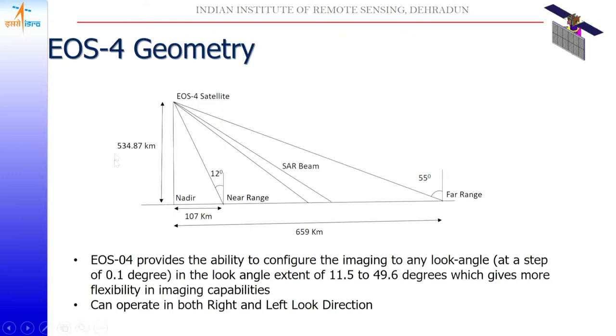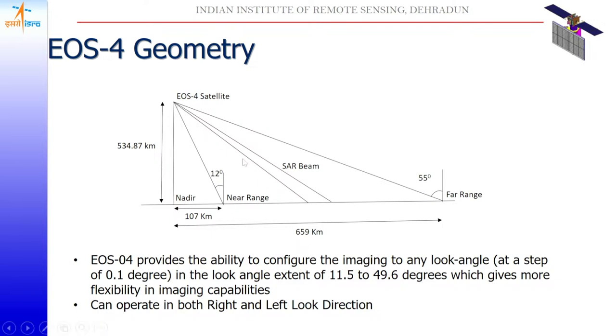So this is the typical geometry of the EOS. You have the EOS satellite at 524.87 kilometer, and then the Nadir. This first point is called the near range, and the swath is from here to here, from near range to far range. The near range is around 107 kilometer away from the Nadir, and the far range is around 659 kilometer. So it has the capability of looking from 107 kilometer to 659 kilometer in a particular direction.